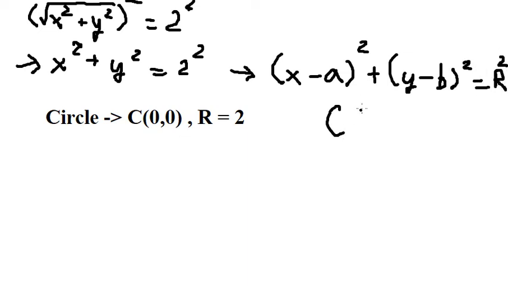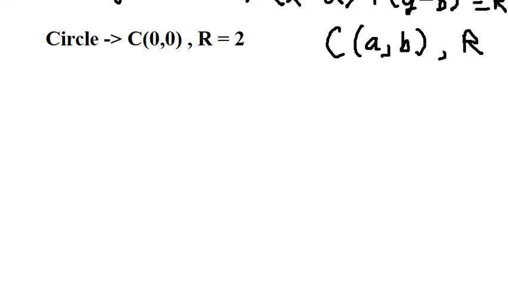So the center should be (a, b), and r is the radius. That's why we have the center (0, 0), because a and b are 0. r is 2 in here. And now we need to graph this one.